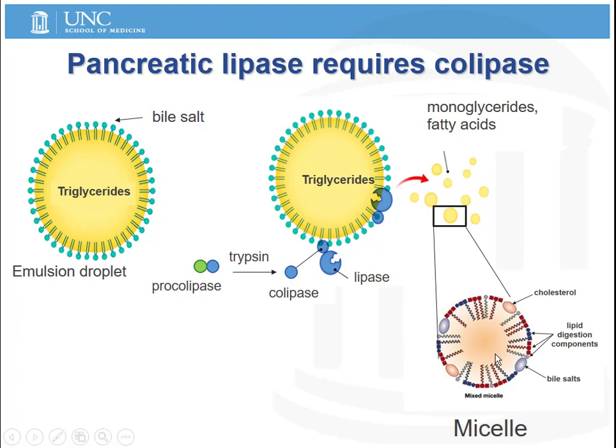And this process is called micellization. And this is an example of one of those micelles. We can see the details of what's included in that micelle. So micelles trap and stabilize these lipid digestion products, making them soluble in the aqueous lumen of the intestine.